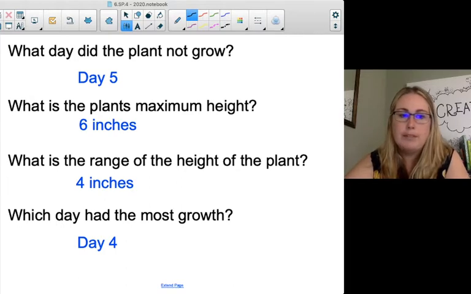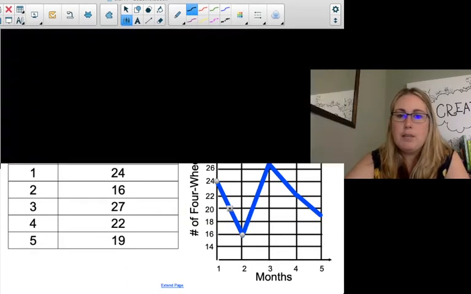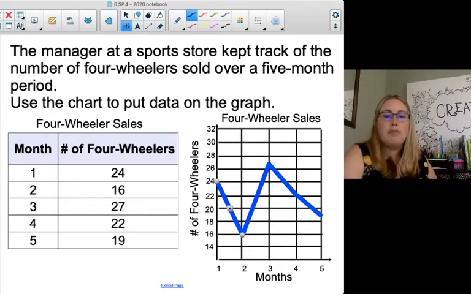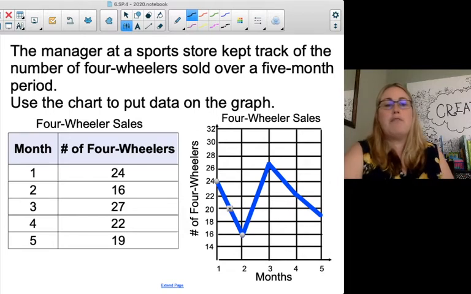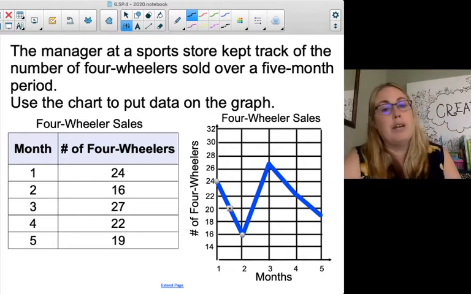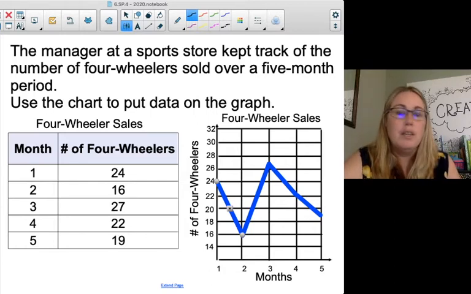Yay, let's move on. All right, a new line graph here. This one says the manager at a sports store kept track of the number of four-wheelers sold over a 5-month period. I don't know about you guys, but I love four-wheel riding, so that's exciting. Little tidbit about Miss Eason. Use the chart to put data on the graph.